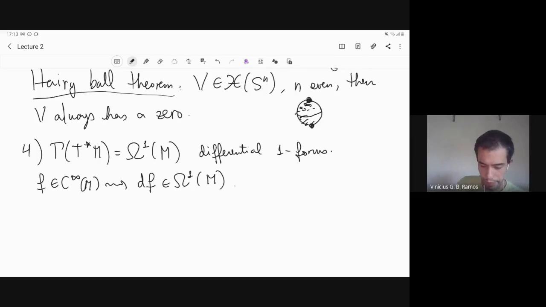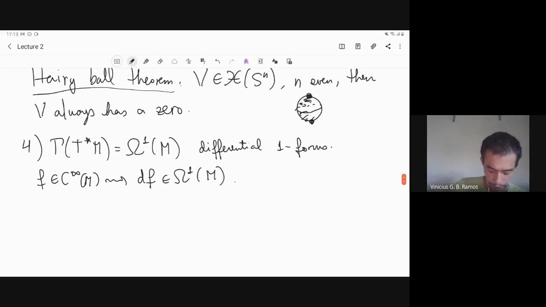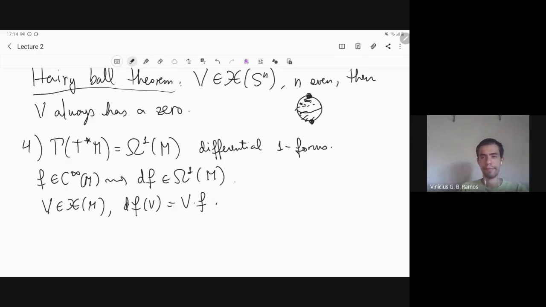Yeah, I defined it last time for each point, but I can define it again. dfp, well, I can just say what it does to a vector field, and this will determine everything. If V is a vector field on M, df of V is just V applied to f.